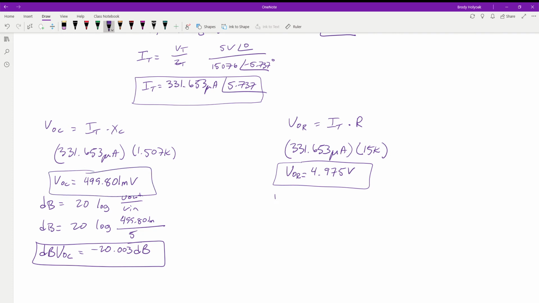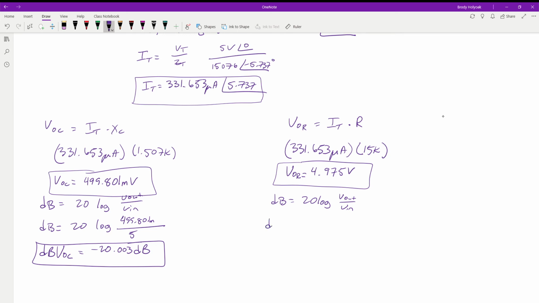And then we want to solve for the dB of this value, the ratio. So we take 20 log times the V out over V in. Now remember, between these two, we've shifted where our V out is taken from. In the first one, the V out is taken across our capacitor. The second one, the output is taken across the resistor.